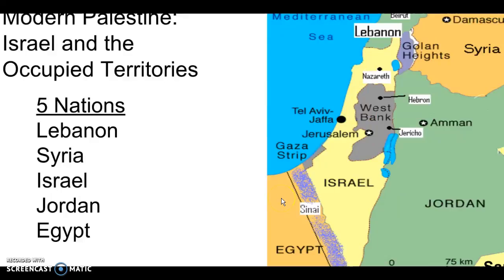So Egypt encompasses everything over this way. The Sinai Peninsula is part of Egypt. Currently, Egypt is fighting elements of ISIS that have occupied parts of the Sinai.